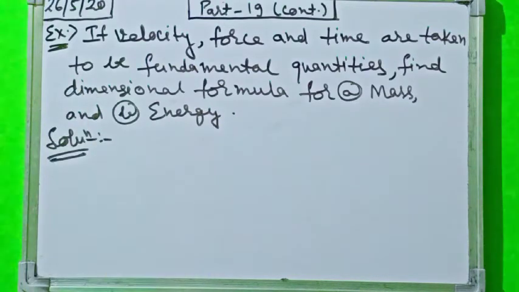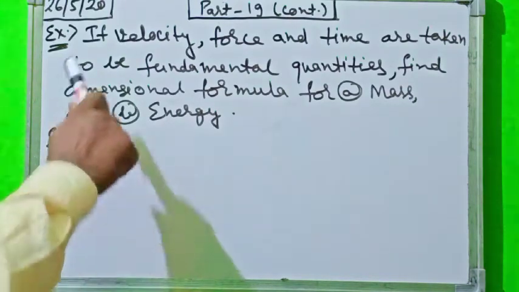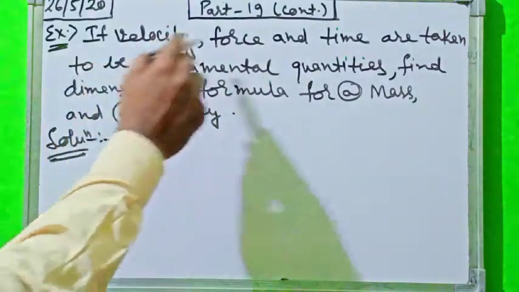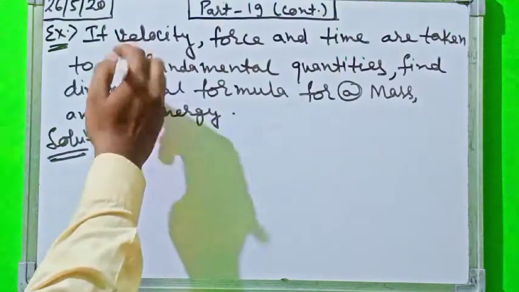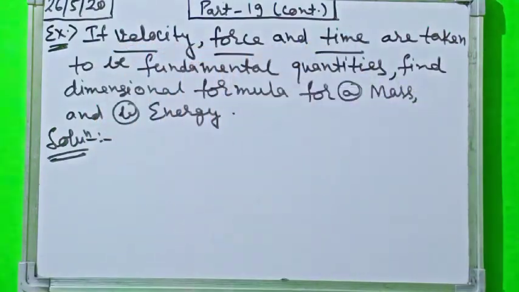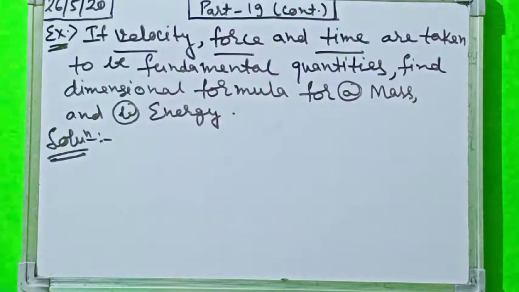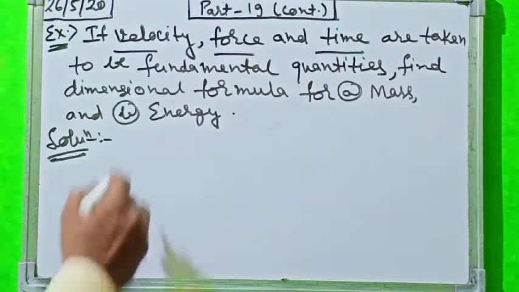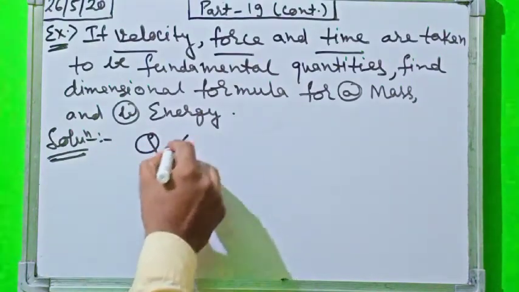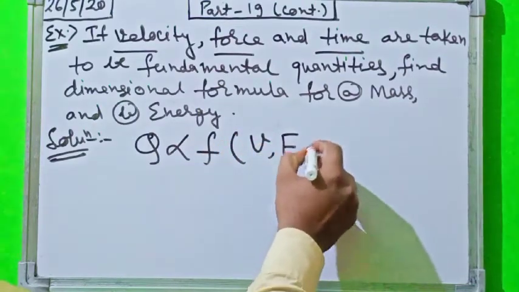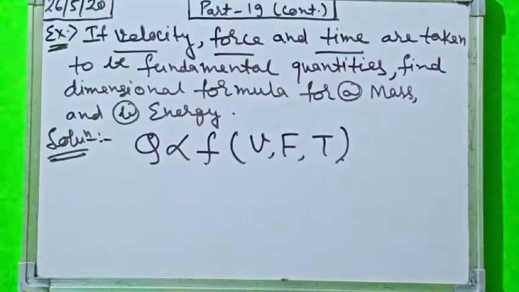So we are starting this video from the very beginning of this question, and the question was: if velocity, force and time are taken to be fundamental quantities, then find the dimensional formula for mass and energy. So Q is a function of velocity, force and time.